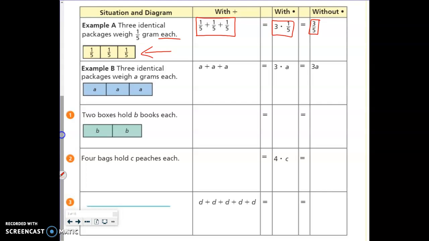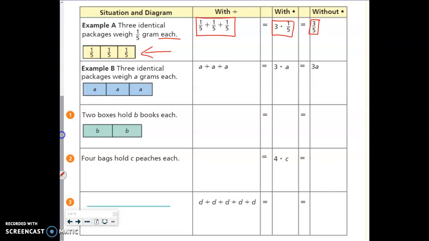So there are 4 different ways that we could represent what example A is asking us: as a picture, or a diagram, as a repeated addition, a multiplication, or combining it all together to make what we consider to be its simplest form. We've combined everything that we can combine.